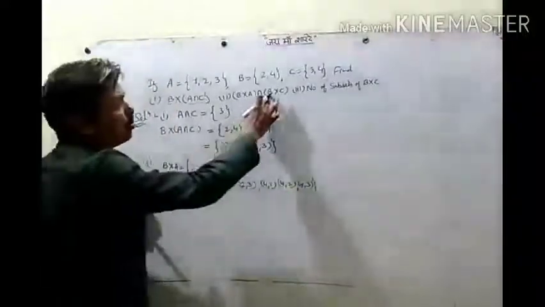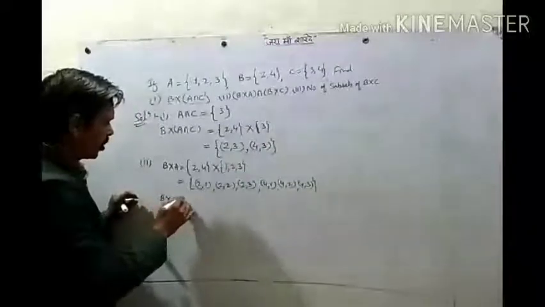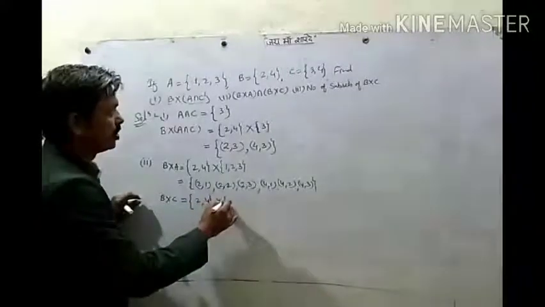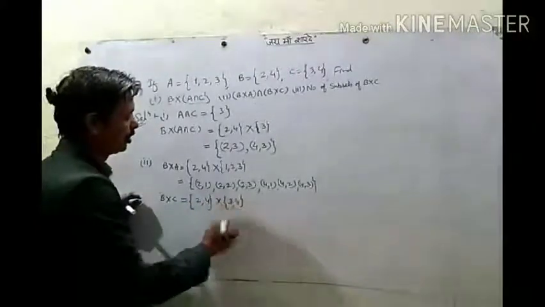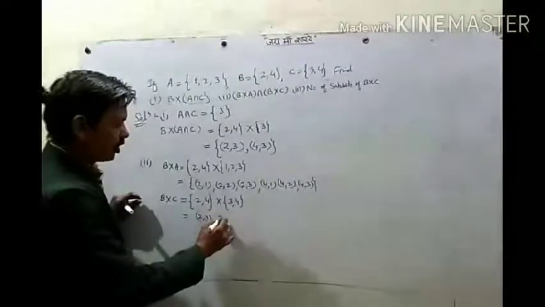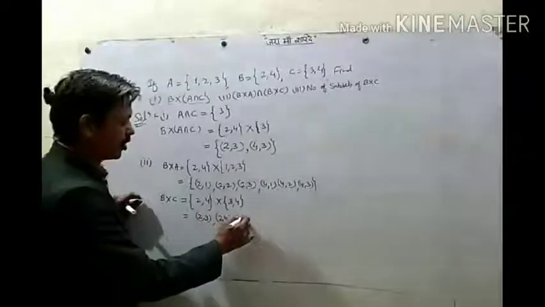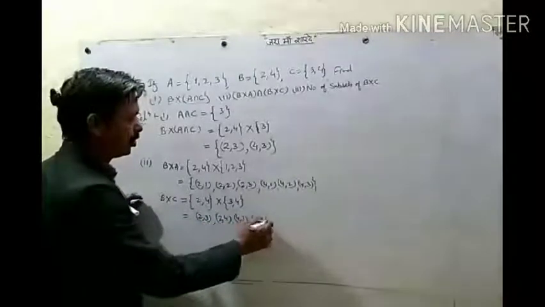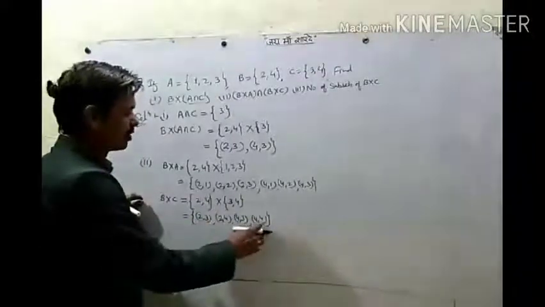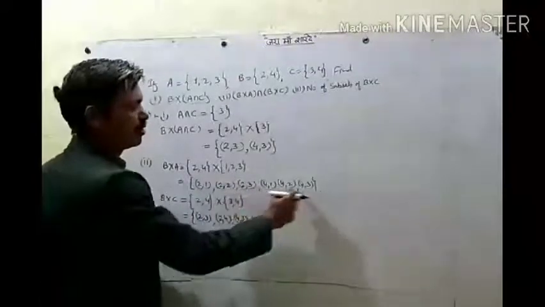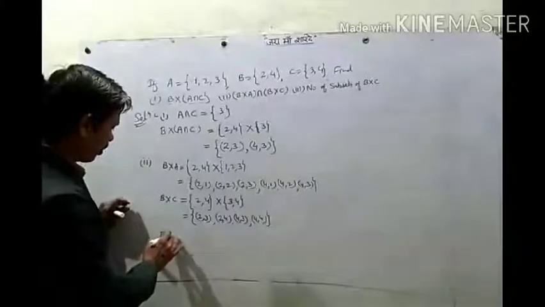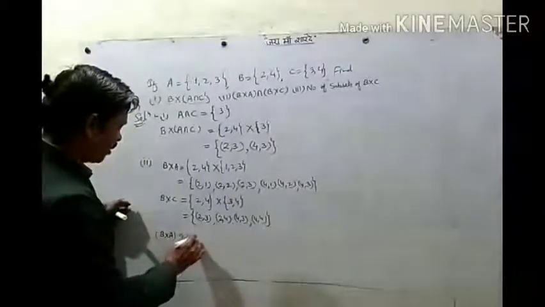Then we find B cross C. Cartesian product of B and C. C is having elements 3 and 4. Now, so 2, 3, one pair. Then 2, 4, other pair. 4, 3. Then 4, 4. There are two elements here, 4 elements, 2 and 3. So 6 elements are here. So we got B cross A and B cross C. Now B cross A intersection B cross C.